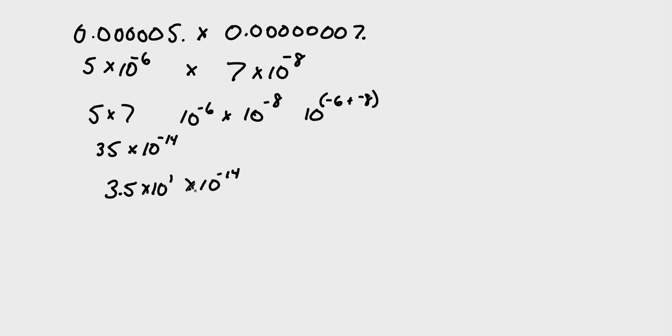So now when we multiply tens, again, we add their exponents. 1 plus -14, or 1 minus 14, is -13. So our real answer is 3.5 times 10 to the -13th. Don't be afraid to play that back to understand what happens when we have to move the decimal place on our answer. Let's do another one.